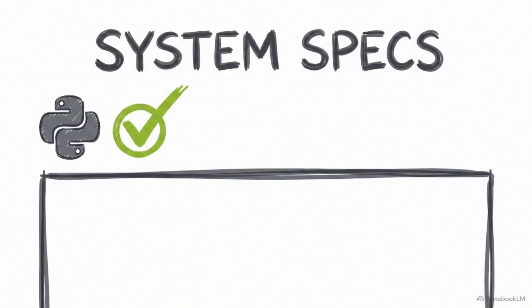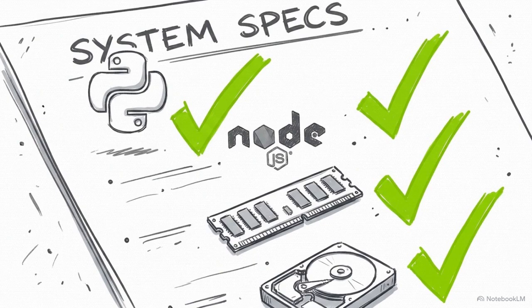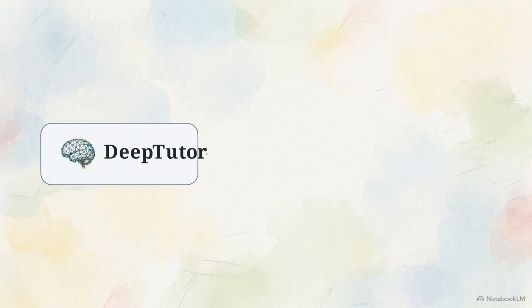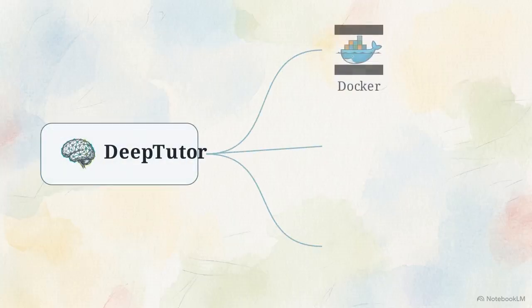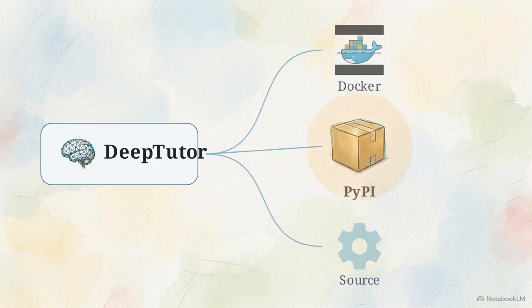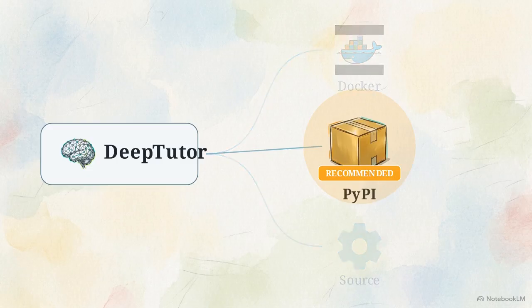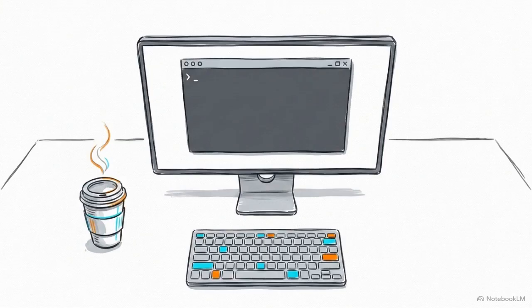Before we open a terminal, let's verify our baseline requirements. You need Python 3.11 or higher, Node.js version 20 or newer, 4 GB of free RAM, and at least 2 GB of disk space. DeepTutor offers several installation paths, including Docker and building from source, but we will use the standard Python package manager, PyPI. This is the official recommended route for a quick, stable local environment. By installing the pre-compiled packages, we skip the headache of manual builds and get right to configuring your workspace.